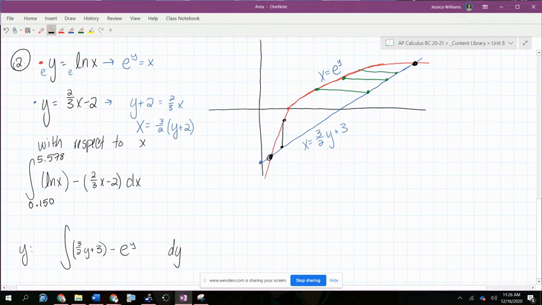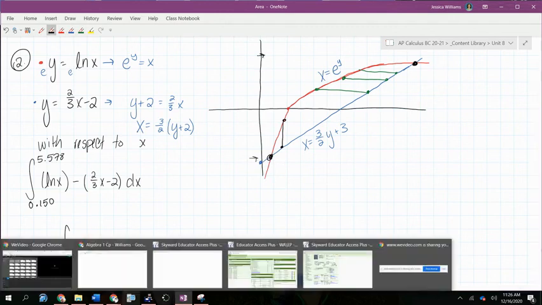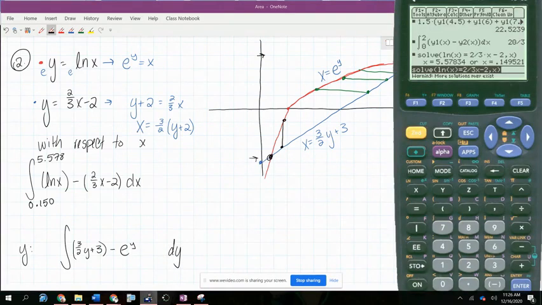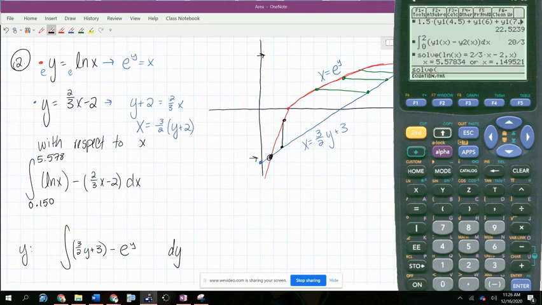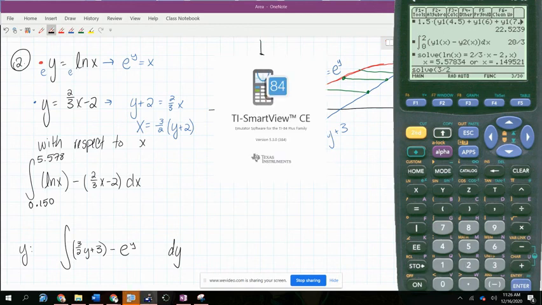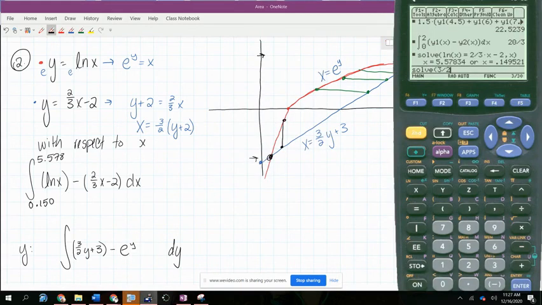And now I also have to find new y value bounds because we're reading everything bottom to top. So I need to know where to start, bottom to top. I'll do that back in my calculator. I'm going to have another solve command, and I'm going to solve a new equation. It really doesn't matter what letter you use, so I'll use y just because it's there. 3/2 y plus 3 needs to equal my other curve, which is e to the y, and I'm solving this for y.